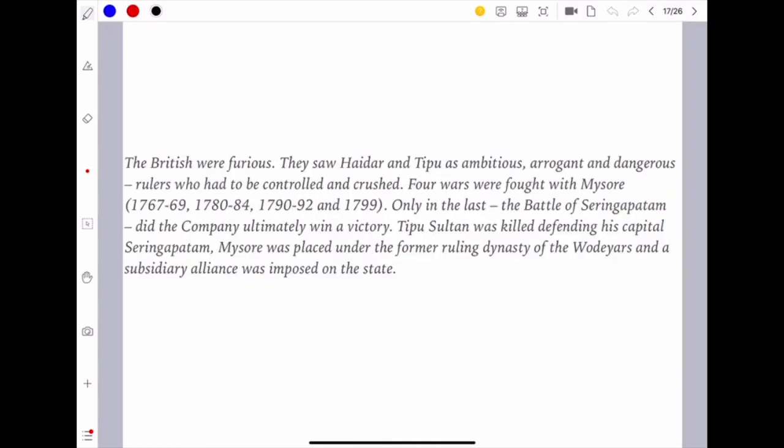Britishers were furious. They saw Hyder and Tipu as ambitious, arrogant, and dangerous rulers who had to be controlled and crushed. Four wars were fought with Mysore. Only in the last battle, Seringapatam, did the company ultimately win a victory.